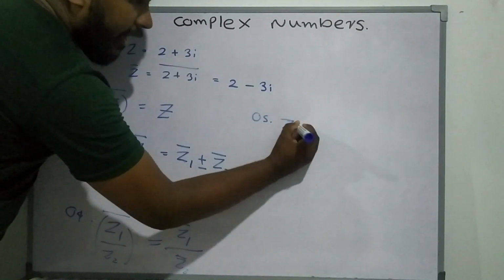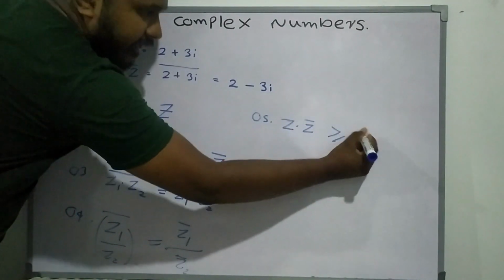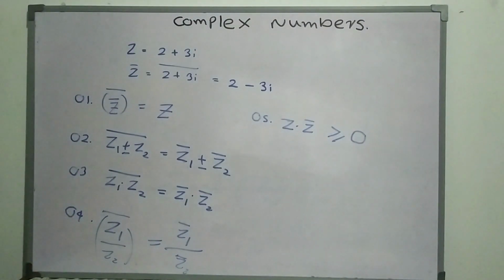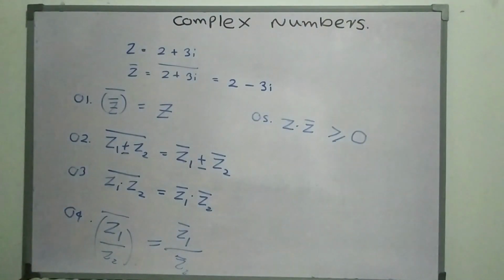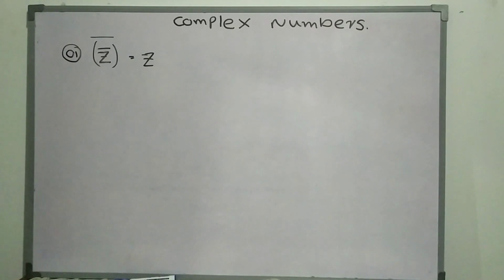And also the fifth one: z times z bar is surely greater than or equal to 0. Z bar means the own conjugate of z. Then it should be more than 0, though sometimes it can be 0. I will tell you in which cases this value gives 0. Yeah, these are the things. Okay, one by one I'm going to go through the previous theorems.